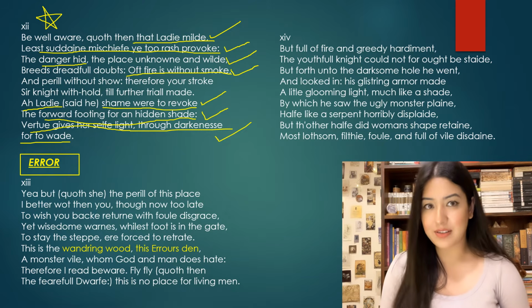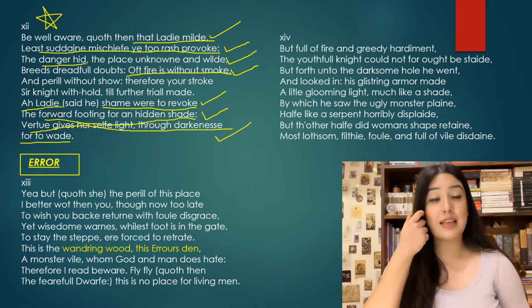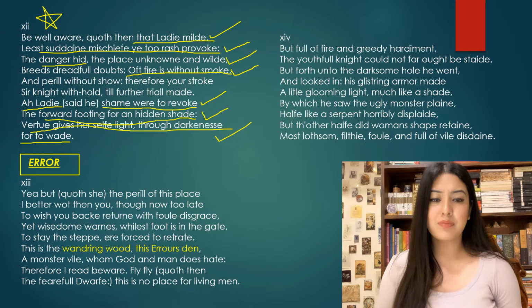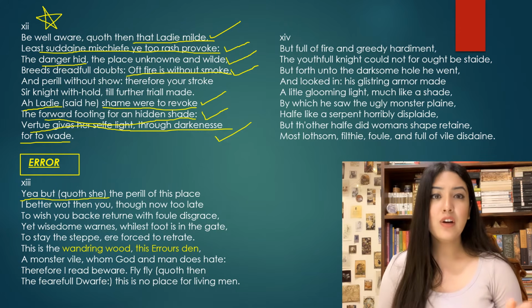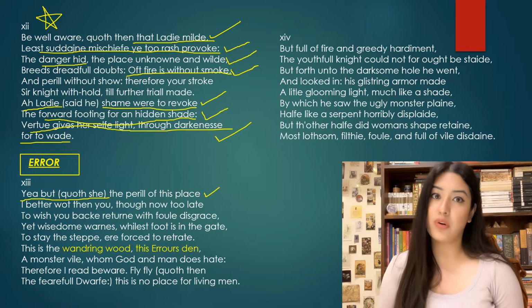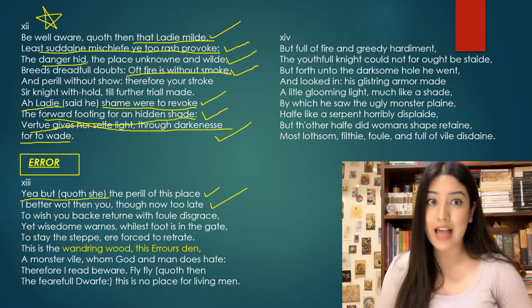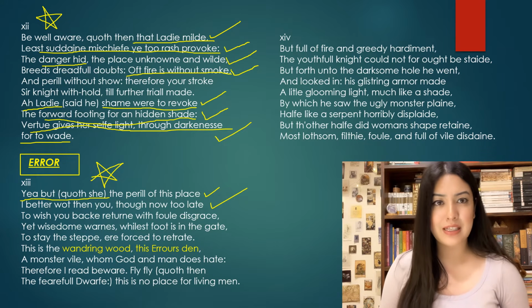Now we come to Error's part. In stanza number 13, Una is replying, "Yea, but quoth she, the peril of this place I better wot than you." She's saying, I know the shortcomings of this place. I know the truth of this place. I know the challenges of this place better than you.